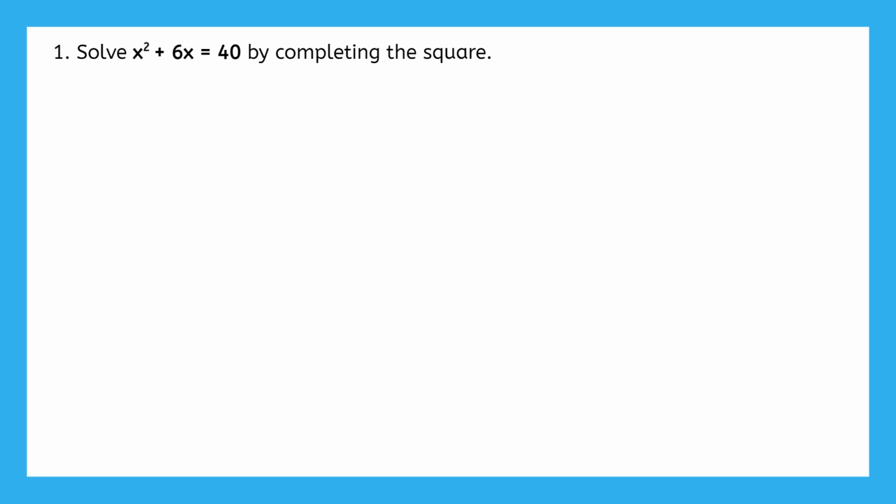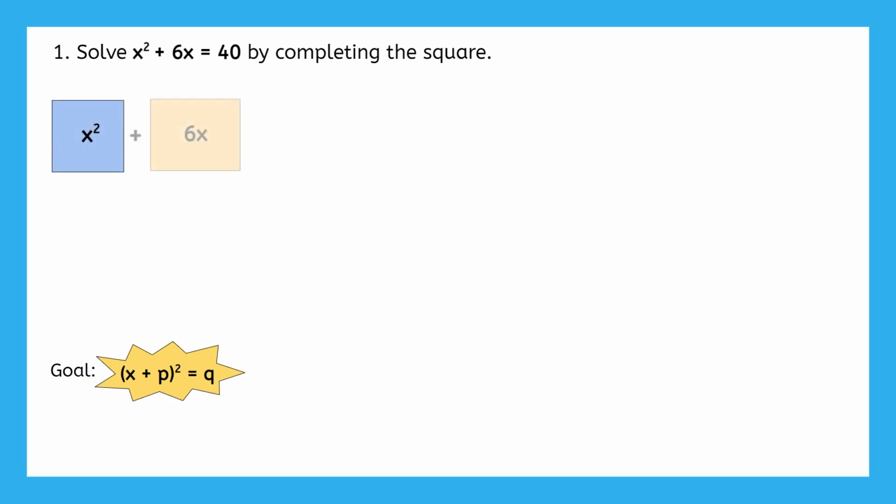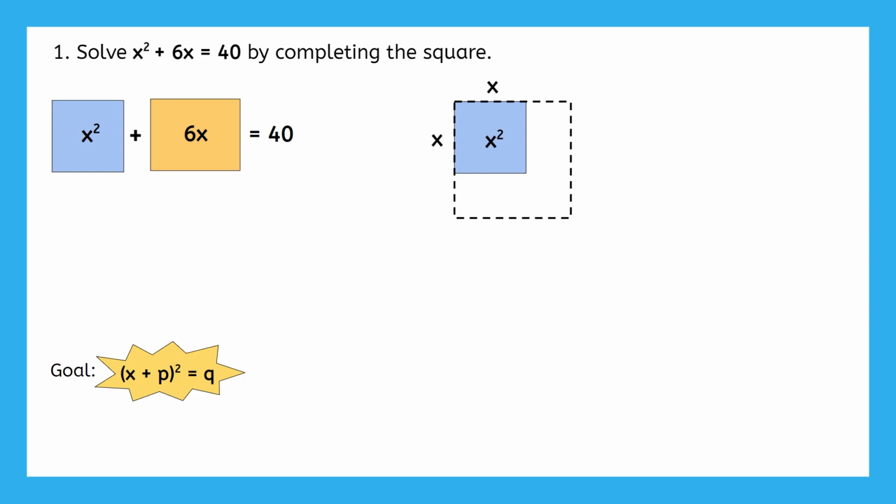Here's our first example. It says, solve x squared plus 6x equals 40 by completing the square. Remember, the goal is to transform this equation into this form and then solve it with square roots. Let's first visualize our equation with some areas. Notice that x squared is already a square with sides x and x. All we need to do is accommodate that 6x with it into a bigger square by extending both sides equally. How do you think we should fit that 6x in here? Pause the video to give it some thought.